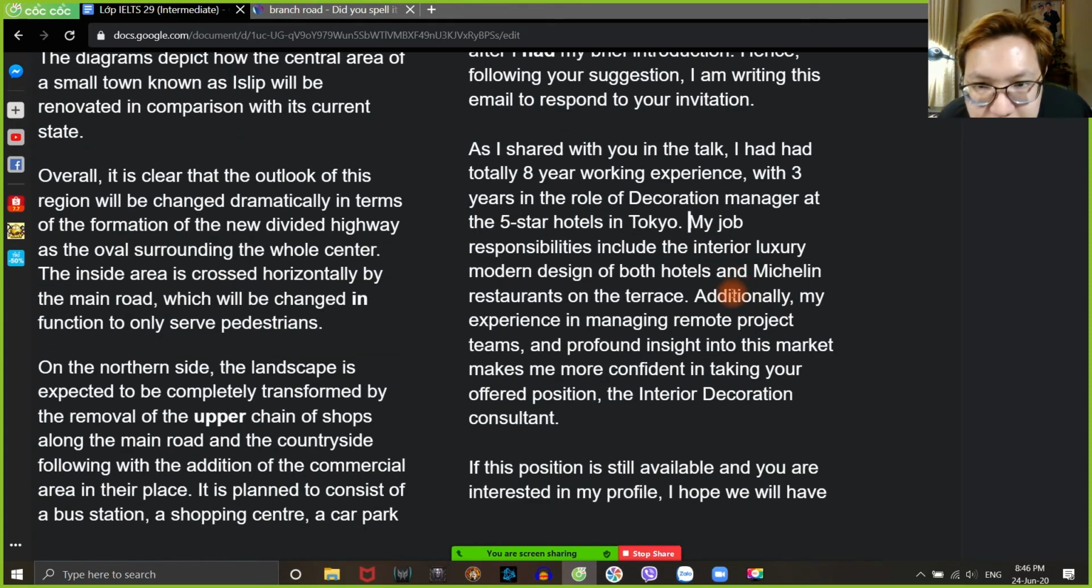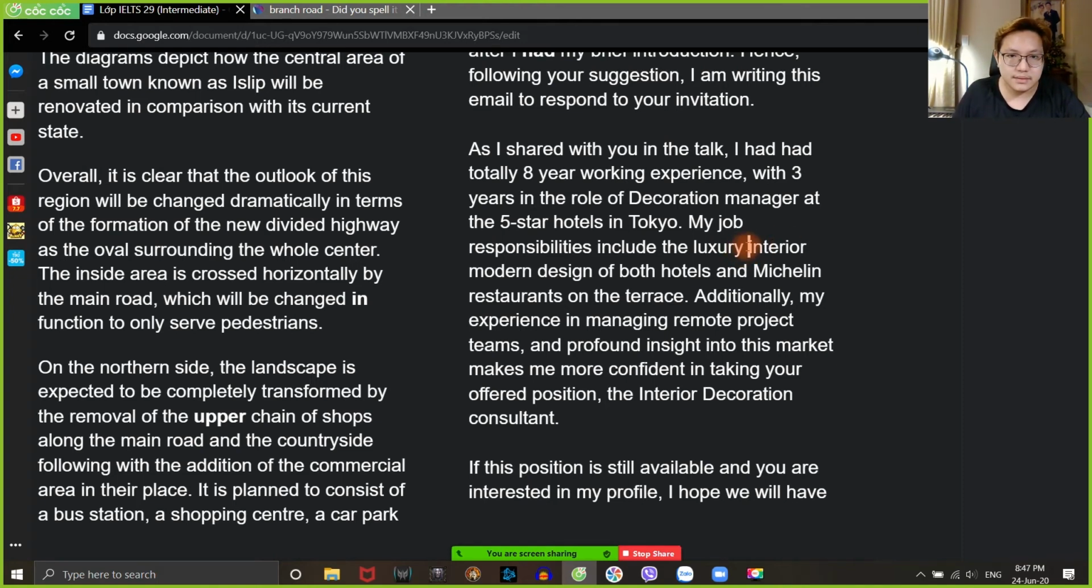Luxury modern design is a style design. Style design includes the luxury. Luxury is an opinion of the speaker, because some people say it's luxurious, some say it's not, so it should be in front. In a list of adjectives, luxury is an opinion, right? So it should be first.